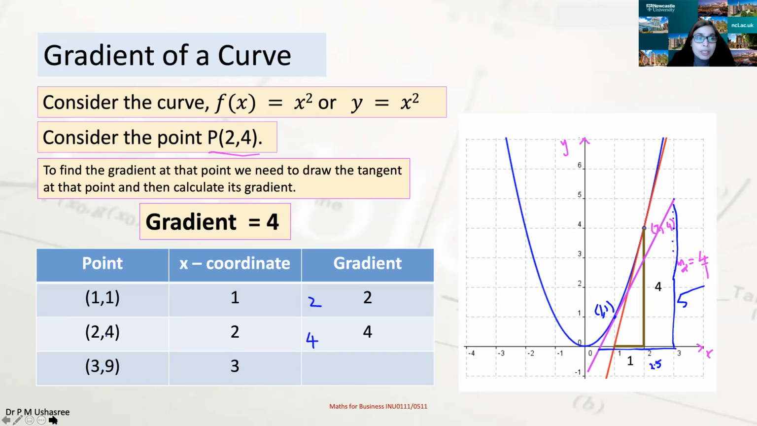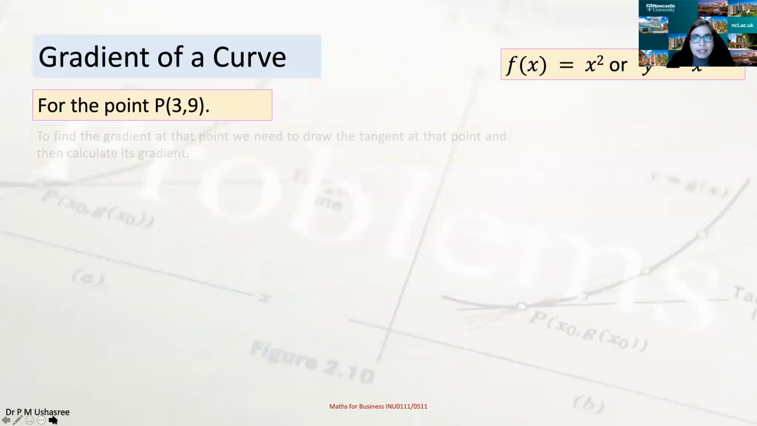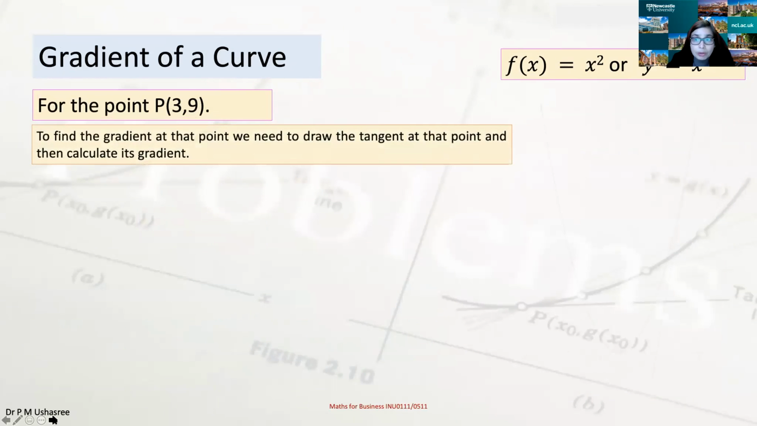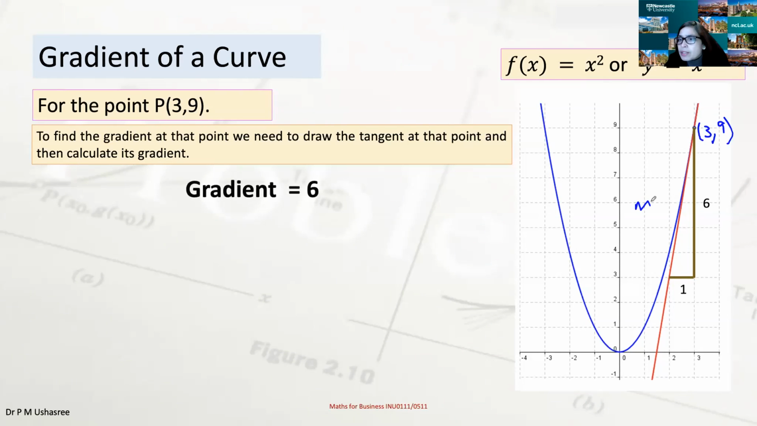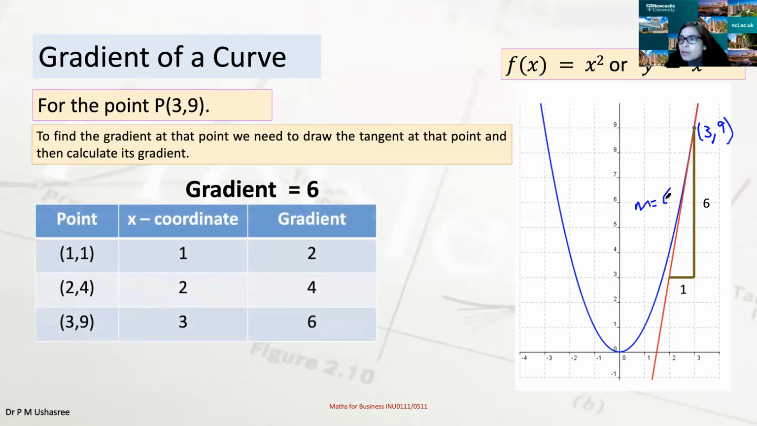So let's take the point 3, 9 now. For the same function, what you have to do is draw a tangent at the point 3, 9. So this is your point 3, 9. You draw a tangent, then find the slope of this tangent. What is it going to be? It is 6 over 1, because here m is equal to 6 over 1, or 6 by 1.